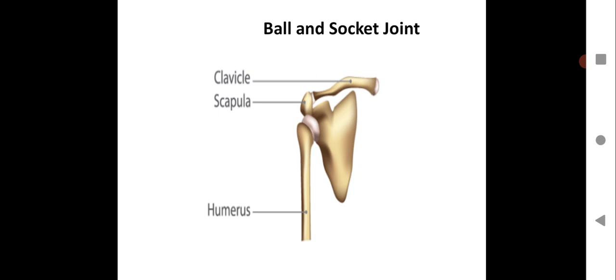With the shoulder bones, you can very easily rotate your arms in a 360-degree movement because of the ball and socket joints. Here you can see the ball and socket joint. This is how it looks.